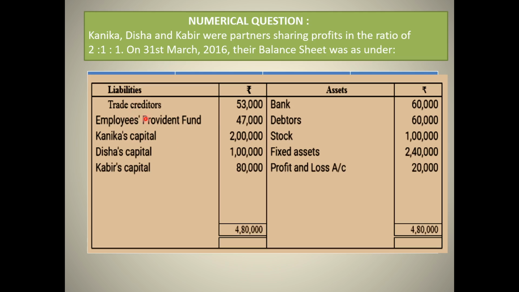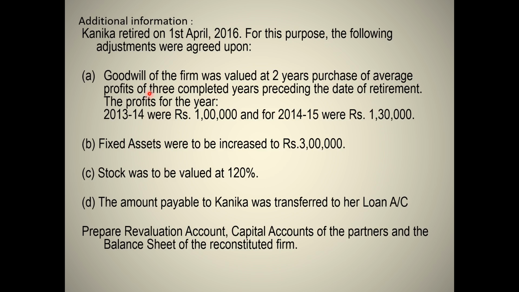On the liability side, there are the non-term items, creditors, employee provident fund, and the three partners' capital balances, including the retiring partner's capital also. Who is the retiring partner? We'll see here. Kanika is the retiring partner, and she wants to retire as on 1st April 2016 under the following terms and conditions.